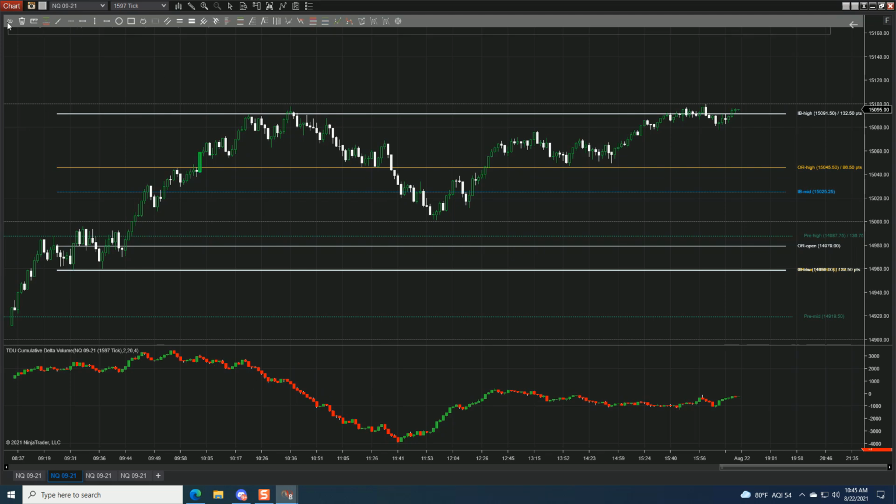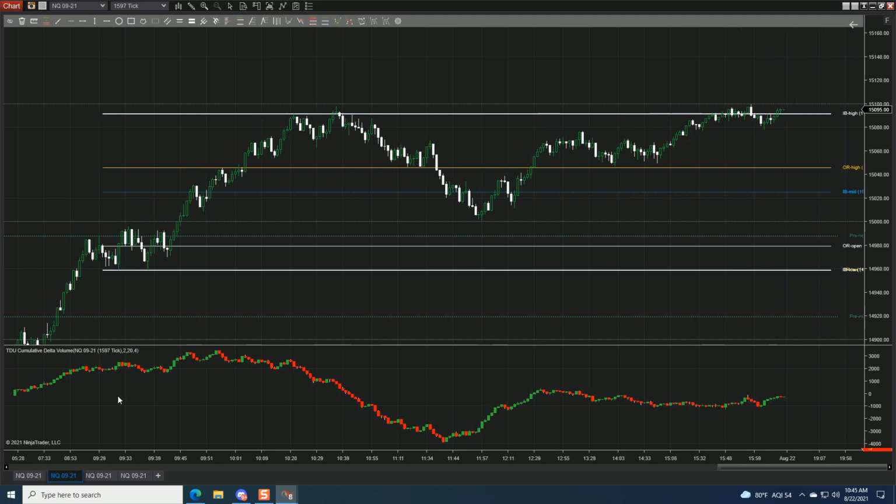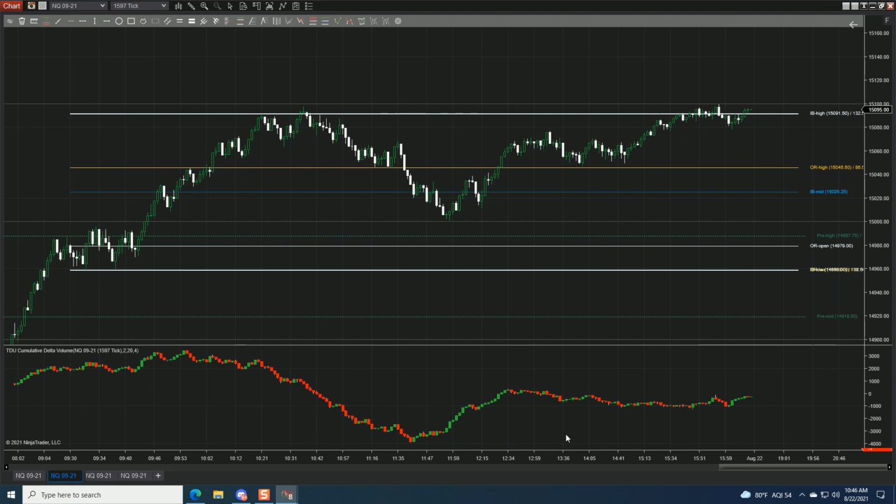Additionally, on the chart here, I have our custom toolbar, which I use on every chart. I'm going to grab some of these tools as we work through the video. And then down below, I have our Cumulative Delta Volume Indicator in its default setting.